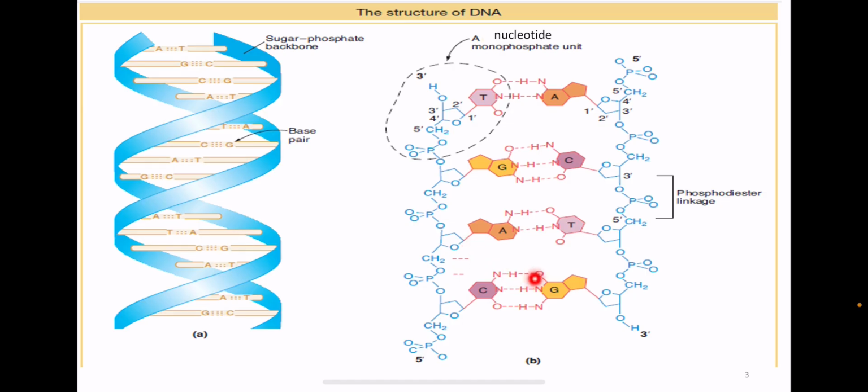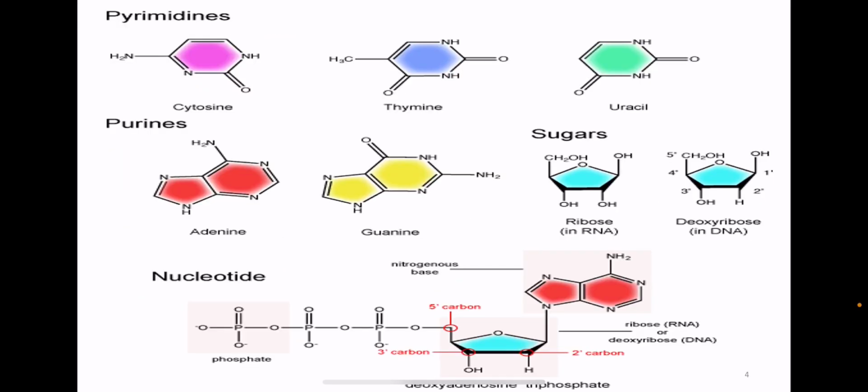So if you take the structure of a DNA, you have nucleotides. Nucleotides are the building blocks of DNA. A nucleotide is made of a sugar. In DNA, the sugar is deoxyribose sugar. Here it is, this is a deoxyribose sugar.